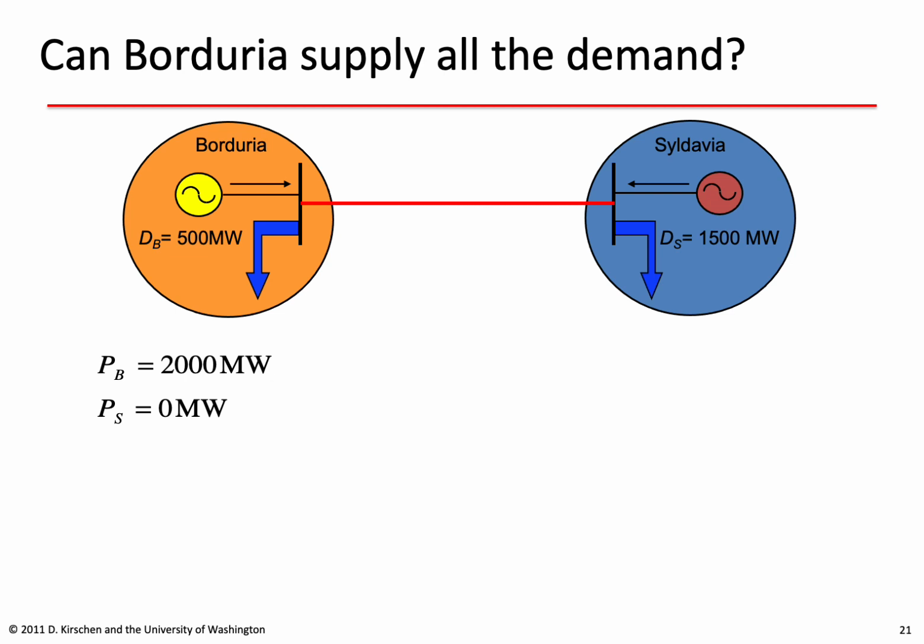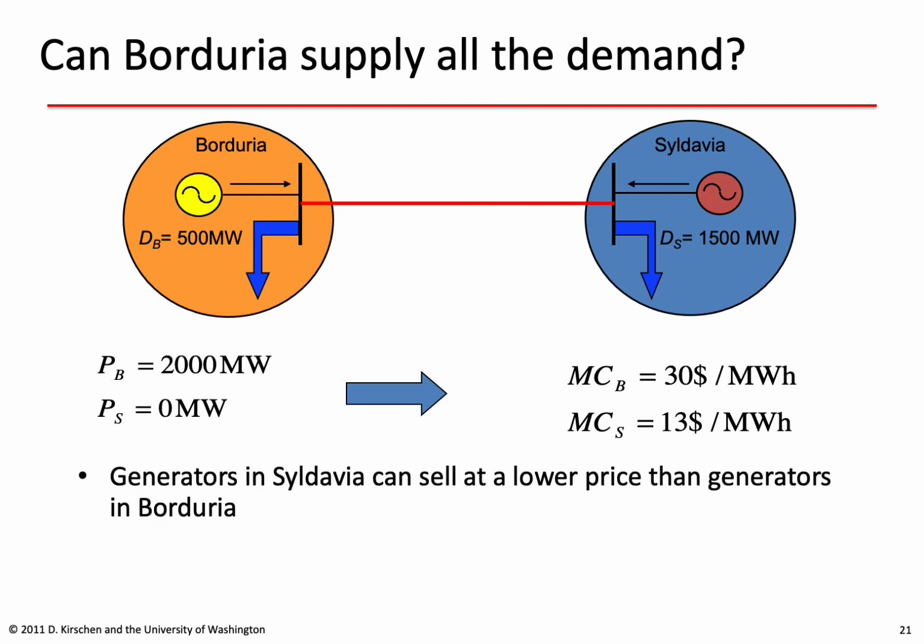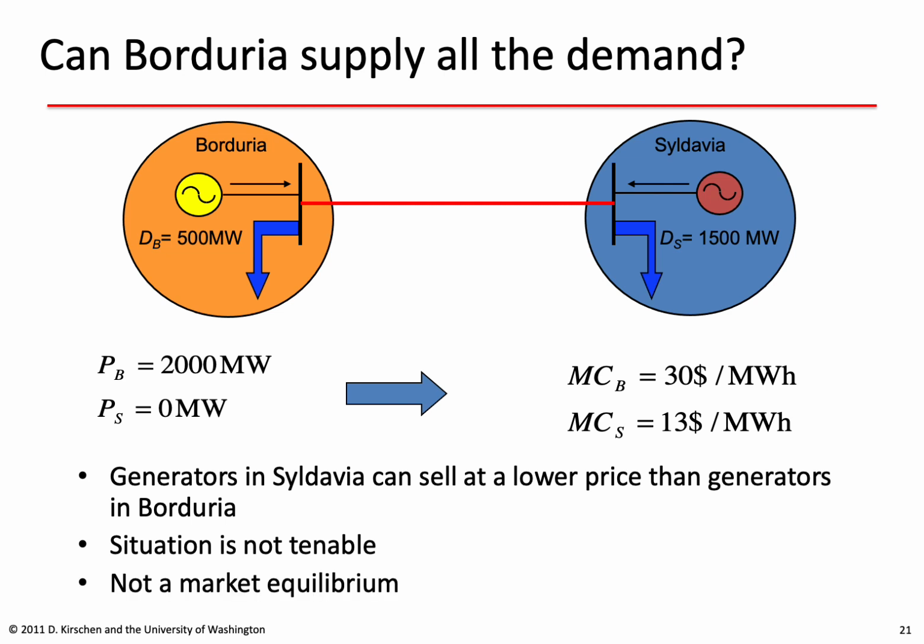But if we put that in the expressions for the marginal costs in the two countries, we come to the conclusion that the marginal cost in Borduria would then be $30 per megawatt hour, while the marginal cost in Syldavia would be $13 per megawatt hour. And that doesn't make sense, because at that point the generators in Syldavia could sell at a lower price than the generators in Borduria, and this situation would not be tenable because it would not be a market equilibrium.